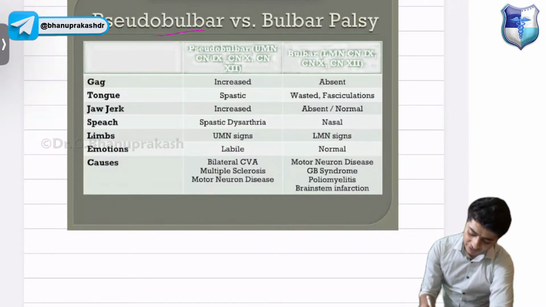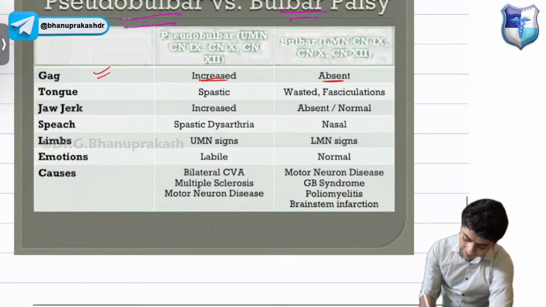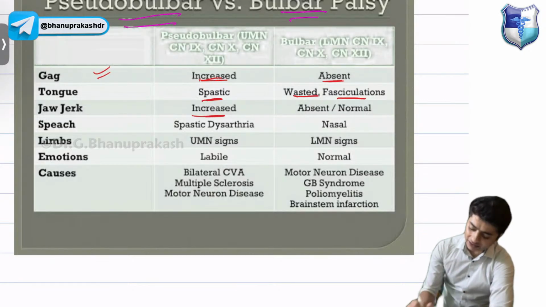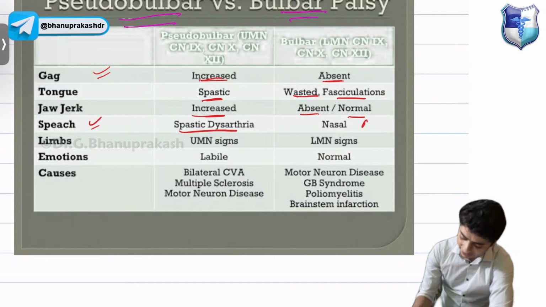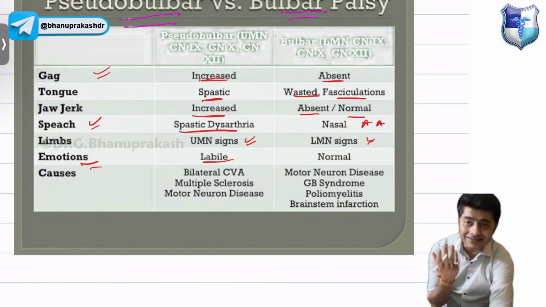See, the difference between pseudo-bulbar and bulbar palsy. Your gag will be increased in pseudo-bulbar, and absent in bulbar. Your tongue will be spastic here, and here it will be wasted with fasciculation. Your jaw jerk will be increased here, and here it will be absent or normal. Speech is spastic here, here it is nasal. Limbs are UMN sign, LMN sign. Emotions are labile. Why? Because pseudo-bulbar affect is there.